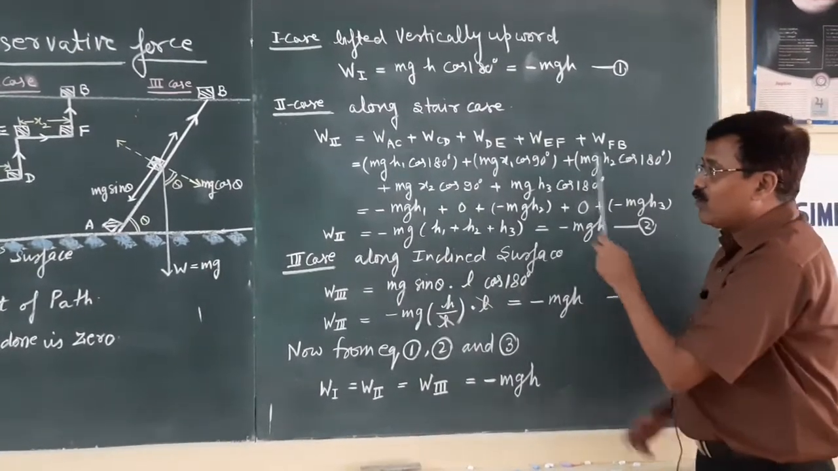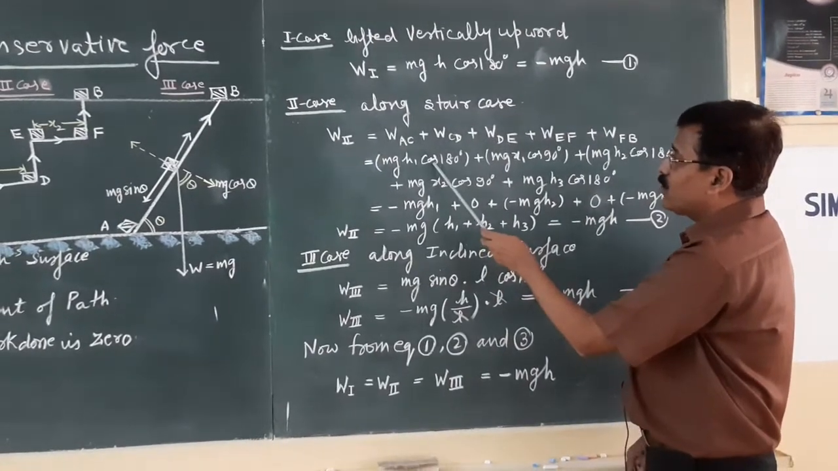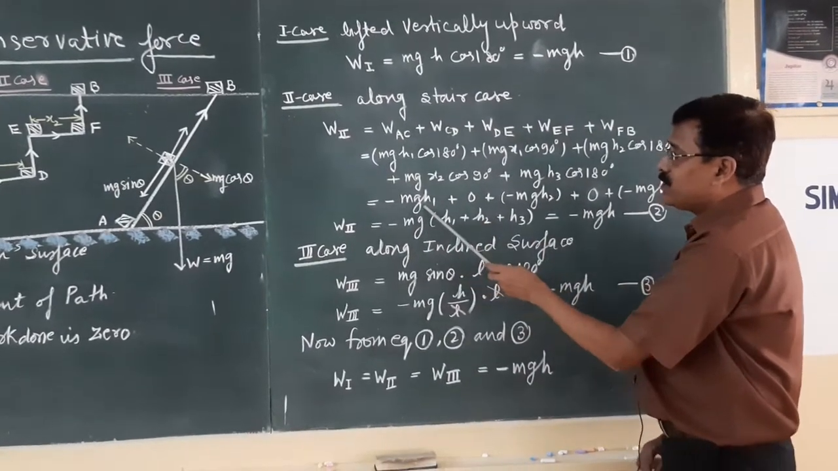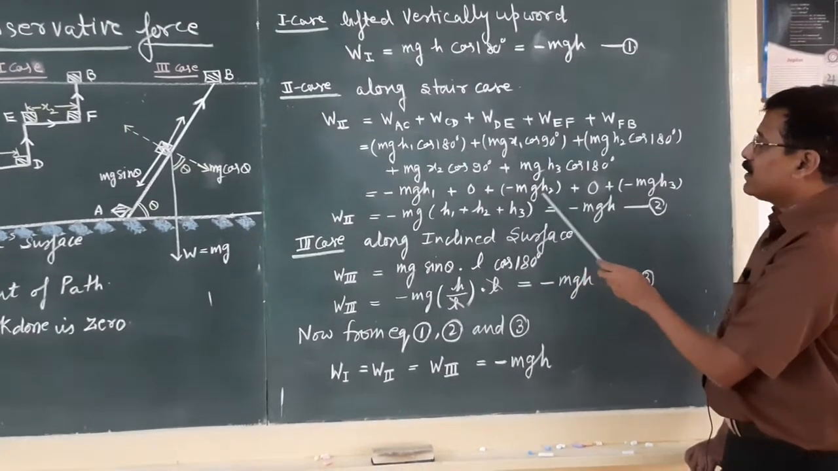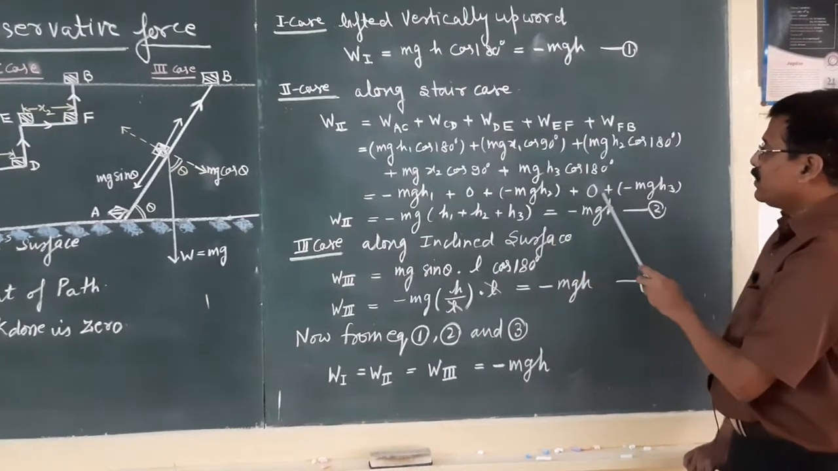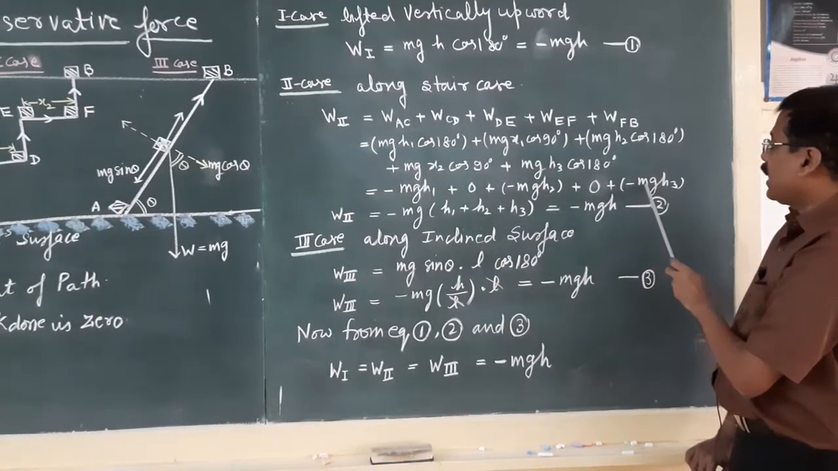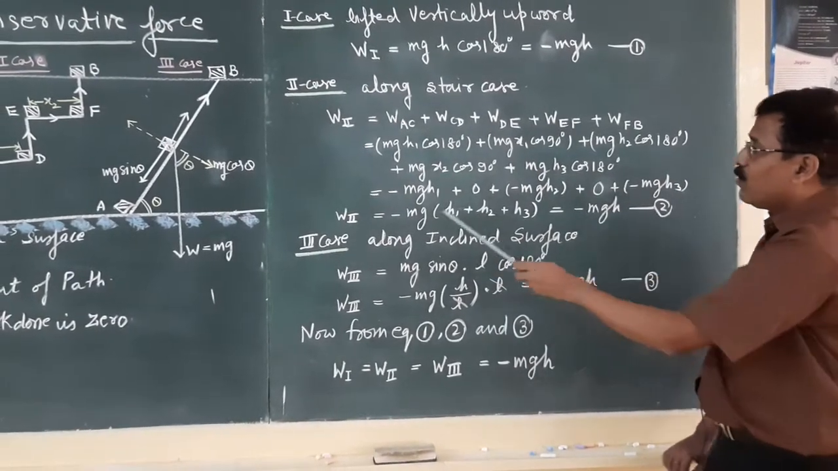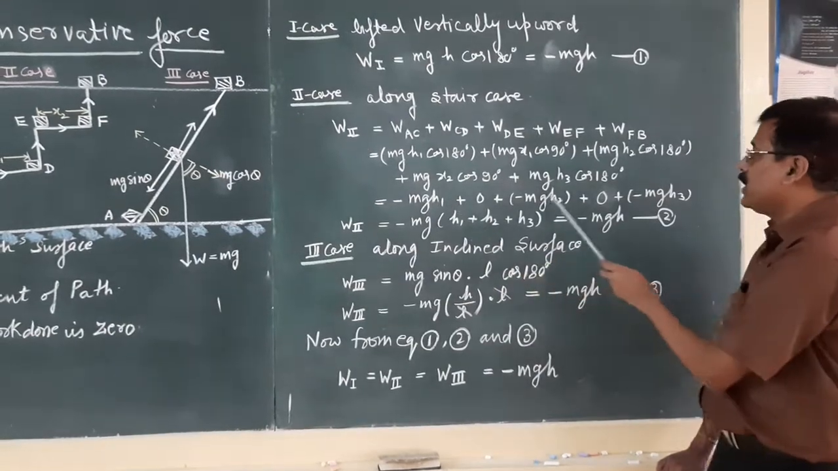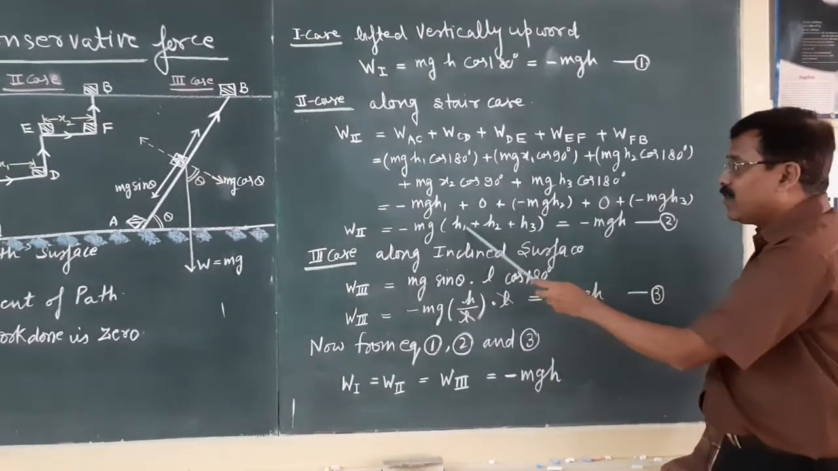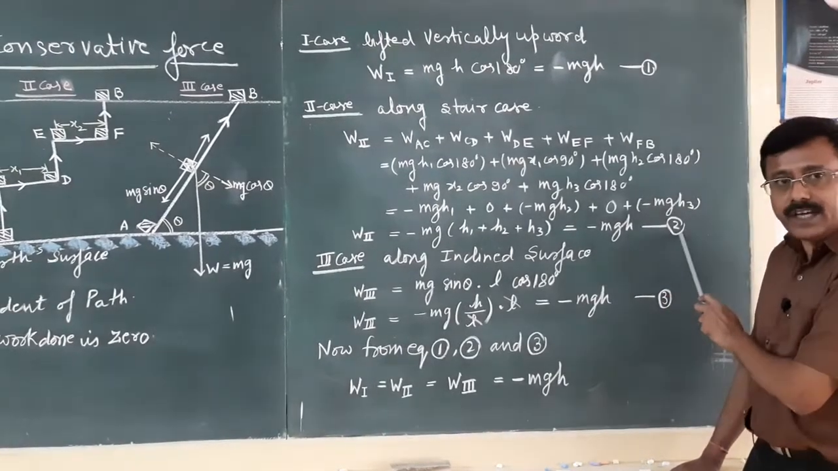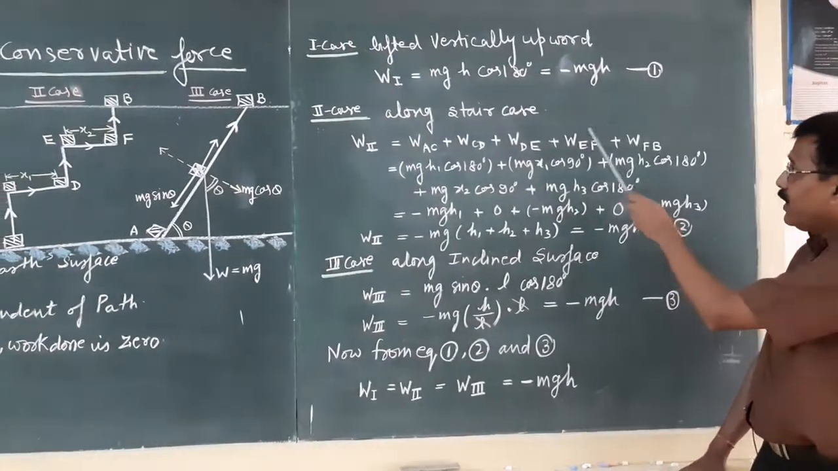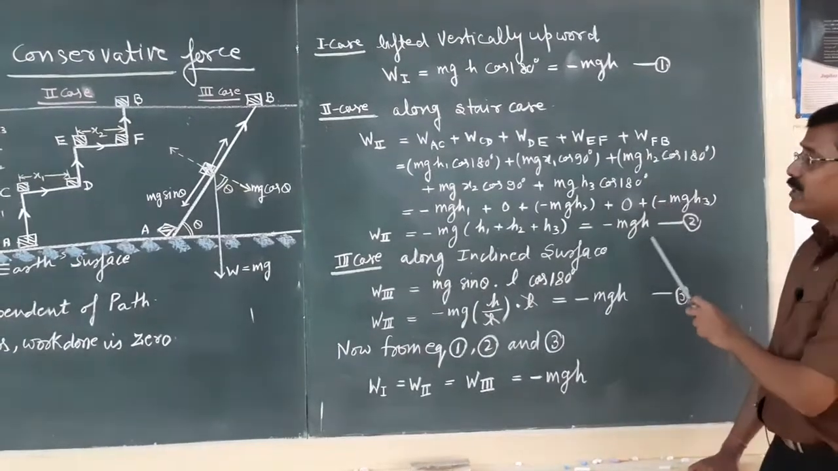When you solve mathematically, because cos 180 is minus 1, minus mg h1. Cos 90 is 0, so that term will be 0. Similarly, minus mg h2, then cos 90 degree, it will be 0, then minus mg h3. You find minus mg is common in all three terms. So in the bracket we have h1 plus h2 plus h3, and this is finally minus mg h. Now you find the amount of work done is the same in both the cases.